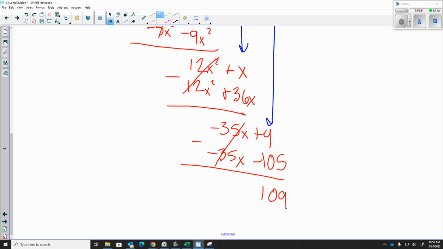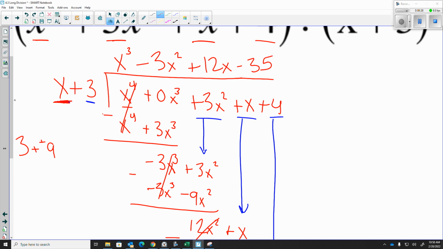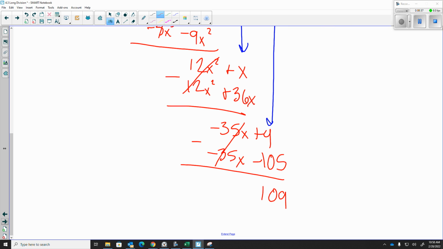Okay? So there's nothing left to bring down. That's the cue that I'm done, and I don't need to do this again. Well, think back to when you were in baby school with long division. You got a number down here at the end. What was that? It's the remainder. So it doesn't divide evenly. That's okay. That's fine. It has a remainder.